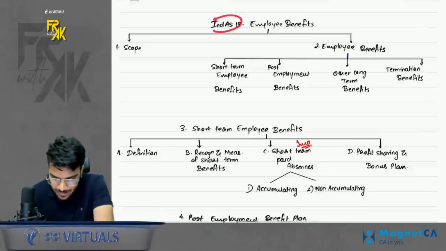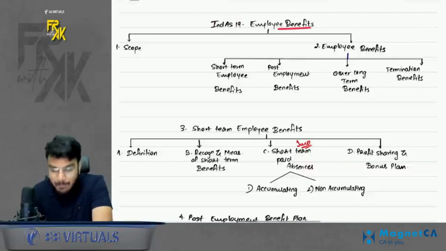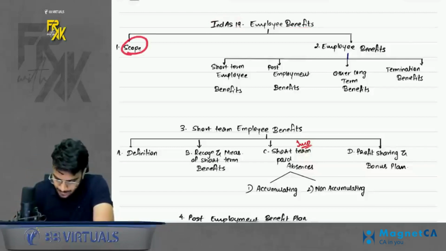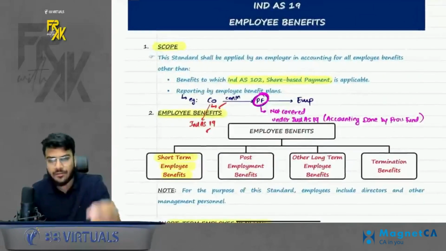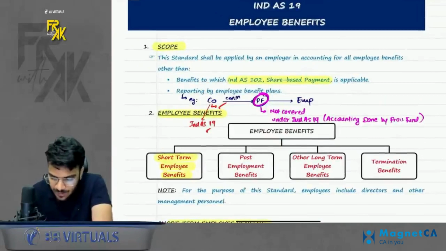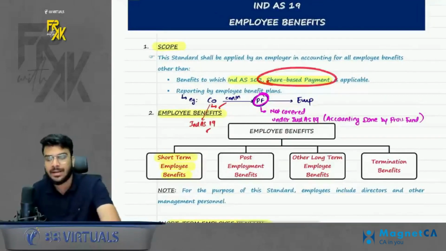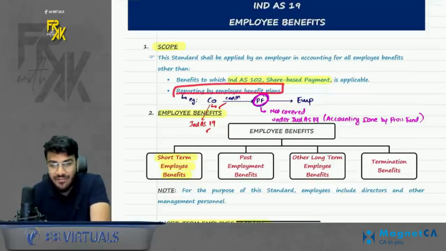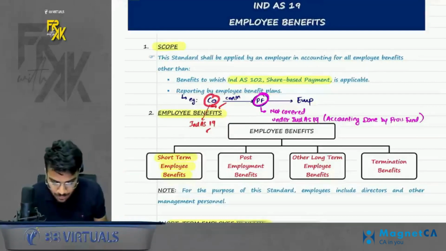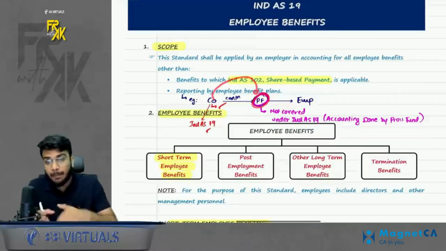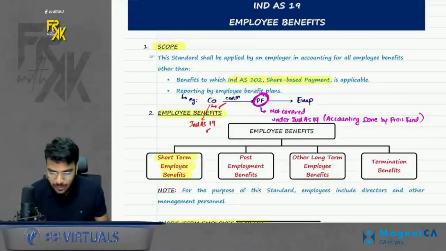First of all, the name of the standard is Ind AS 19 Employee Benefits. In employee benefits, the first point is scope. In scope, it is a very basic point. First of all, which kinds of employee benefits are not covered? If any employee benefit is in the nature of share-based payment, it has a separate standard and is not covered here. Apart from this, reporting by employee benefit plans. For example, when a company contributes the amount of PF to the government PF fund, the accounting done by the PF fund is not covered here. The accounting done by the company is covered here. So this is the scope.